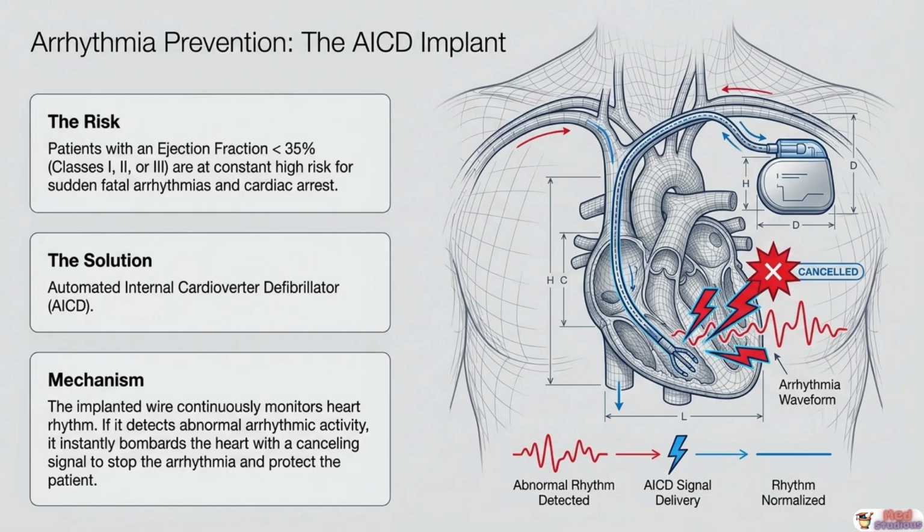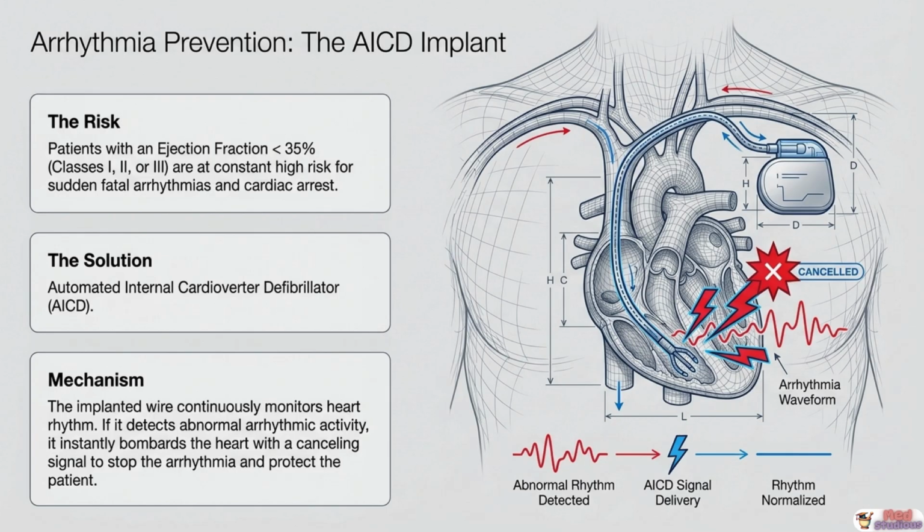The threshold for this catastrophic arrhythmic risk is an ejection fraction below 35%. Patients with EF below 35%, regardless of whether they are NYHA class 1, 2, or 3, carry a constant high-level risk of sudden fatal arrhythmia and require primary prevention. The therapeutic solution is the automated implantable cardioverter defibrillator, the AICD.